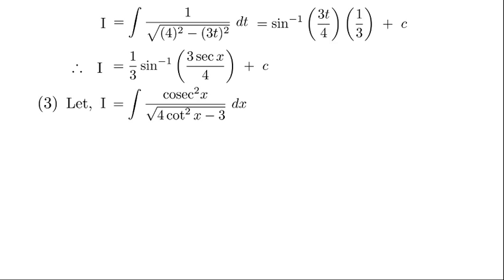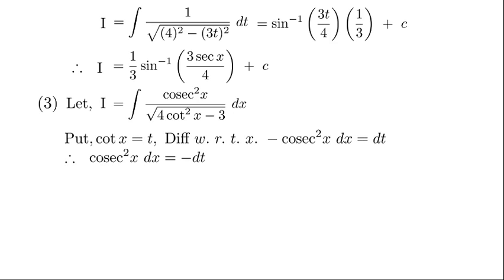So here it is integration of cosec square x upon root of 4 cot square x minus 3 dx. So we know that the derivative of cot x is minus cosec square x. So directly I can substitute cot x equal to t. So differentiate with respect to x: minus cosec square x dx equal to dt. Therefore cosec square x dx will be minus dt.